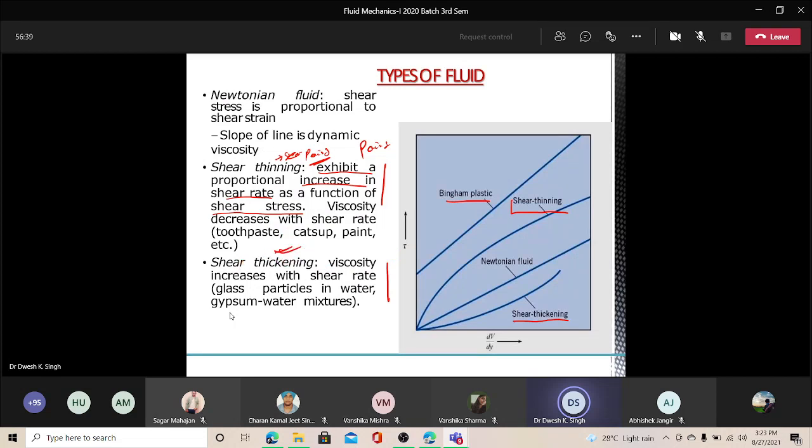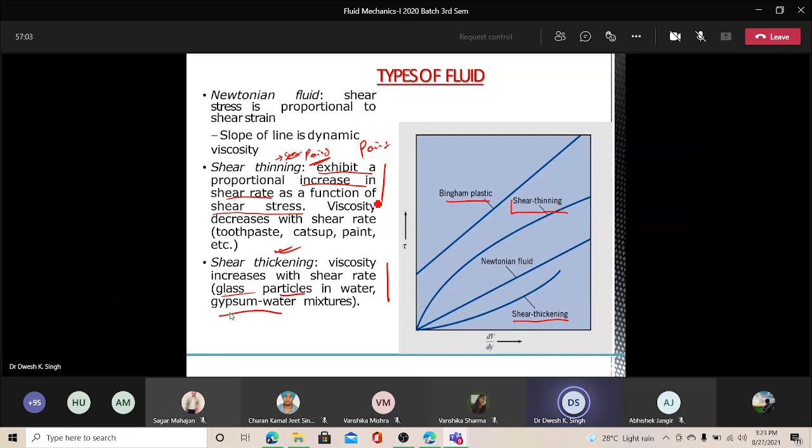Here, when you apply the stress, their rate of deformation starts slowing down like this. It means as soon as you apply the shear rate, the viscosity increases like this. So one example is a gypsum water mixture, like these glass particles. You will feel such type of behavior in that fluid.